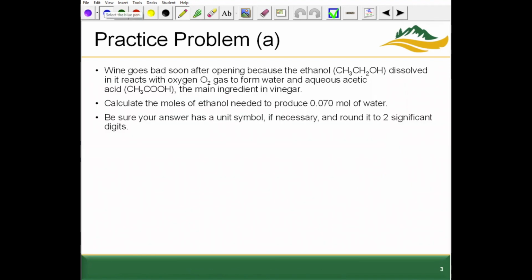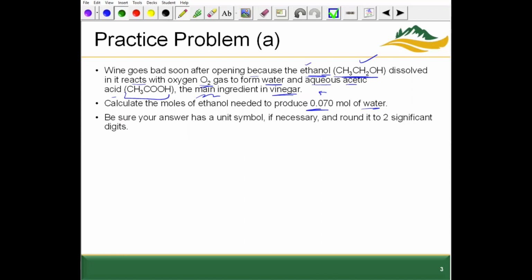So in this first practice problem, wine goes bad soon after opening because the ethanol, we have the chemical formula there, dissolves, reacts with oxygen, O2 gas, to form water and aqueous acetic acid, and here's the formula for that. Acetic acid is the main ingredient in vinegar. So if your wine starts to smell a little vinegary after you've had the bottle open for some time, this is why. And ethanol is the alcohol ingredient in wine. So calculate the moles of ethanol needed to produce 0.070 moles of water.